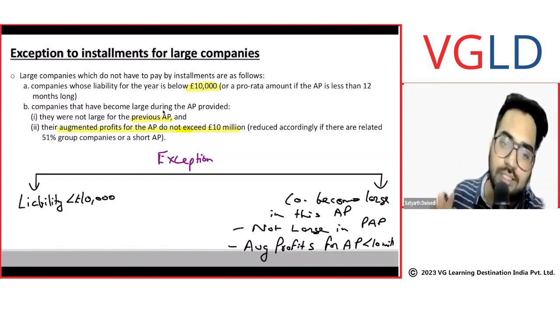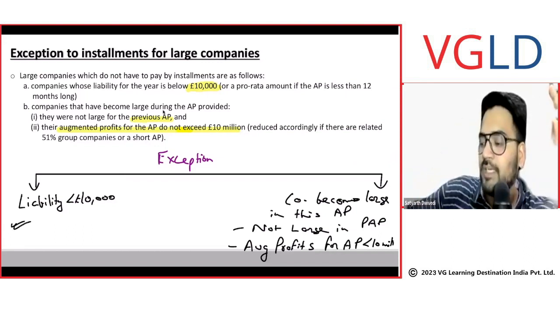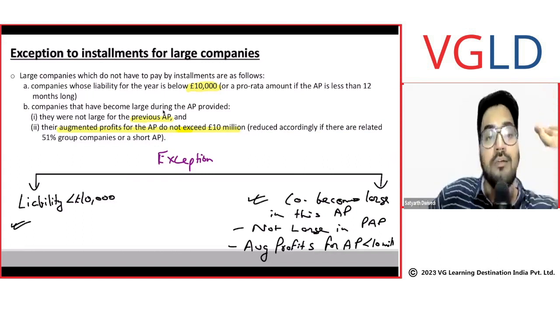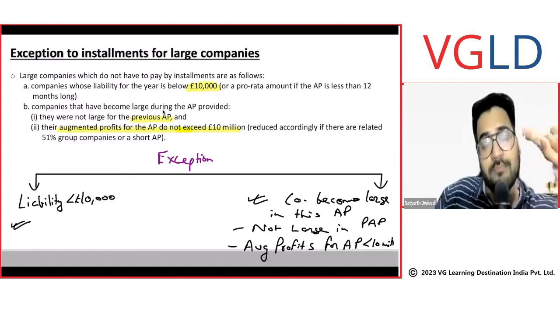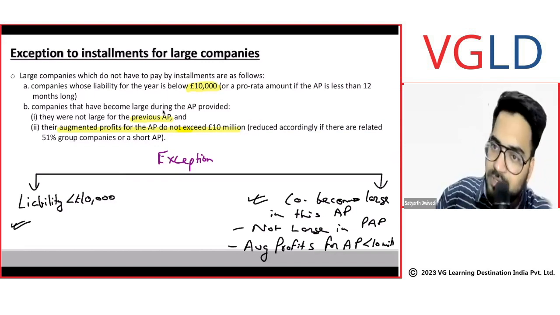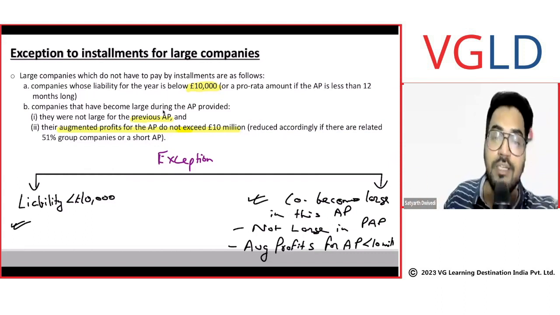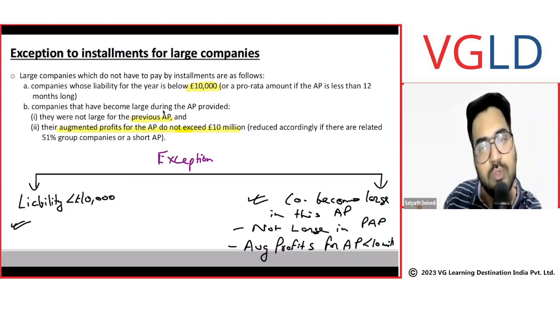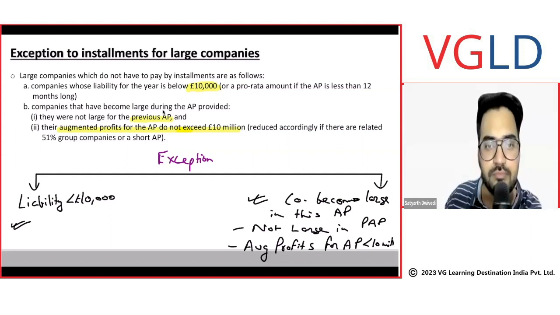Okay. So these two are the conditions for the exception. First exception is liability. Second is that you have become a large company in this year, provided you are not large in the previous AP, and your augmented profit in this AP is not greater than 10 million pounds. The moment it exceeds 10 million pounds, we are going to have to take you as a large company. Okay. Is that clear? Yes. Is that clear?